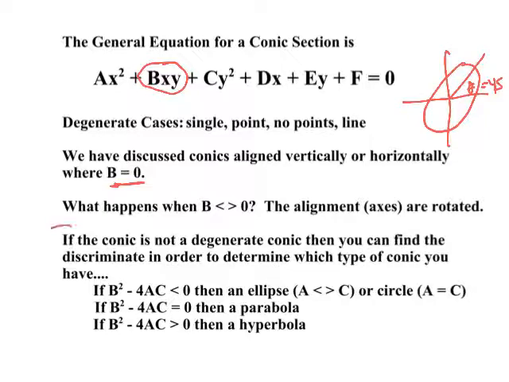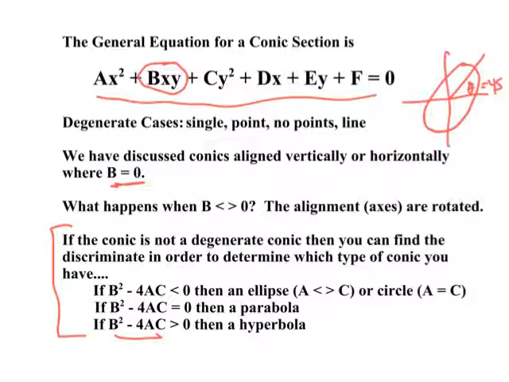So take a look at these notes here. If the conic is not a degenerate conic, then you can find the discriminant. So we've seen a discriminant before when we talked about quadratics, b squared minus 4ac. It's still called a discriminant, although the b and a and c coefficients are very different than when it was just a parabola or a quadratic equation when we studied it in Algebra 2. But we can just look at this discriminant value from this general equation, including the bxy term.